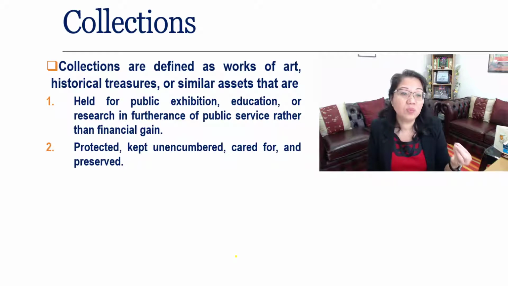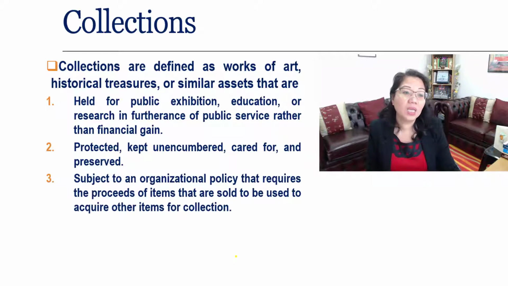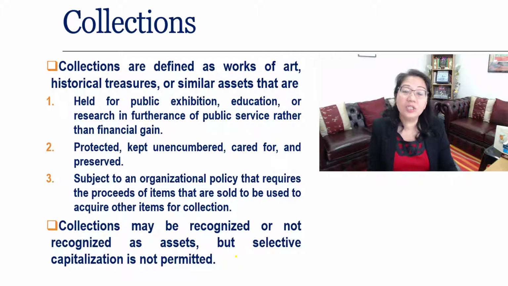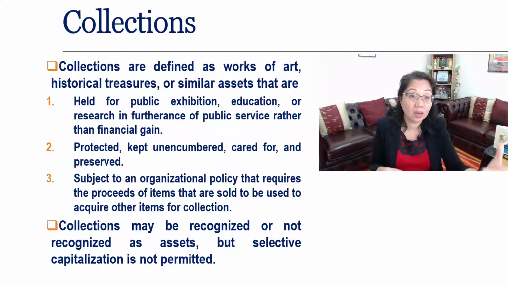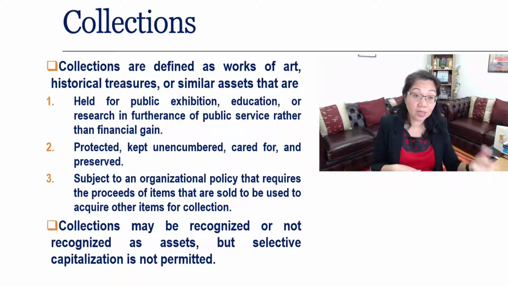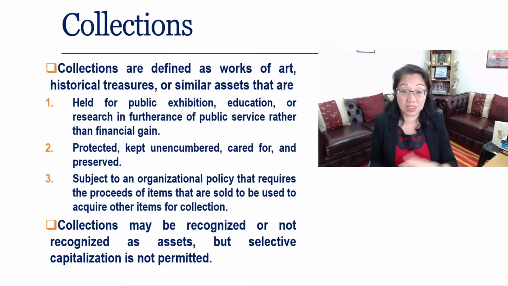So there will be quite a number of collections in museums, for example, and in certain universities. The collections must be protected or kept unencumbered, cared for, and preserved by the NFP, and it should be subject to an organizational policy that requires the proceeds of the items that are sold to be used to acquire other items for collection. So, collections may be recognized or not recognized as assets, but selective capitalization is not permitted. So you can't say, all right, I will recognize these certain collections but not this one. So you can't be selective.